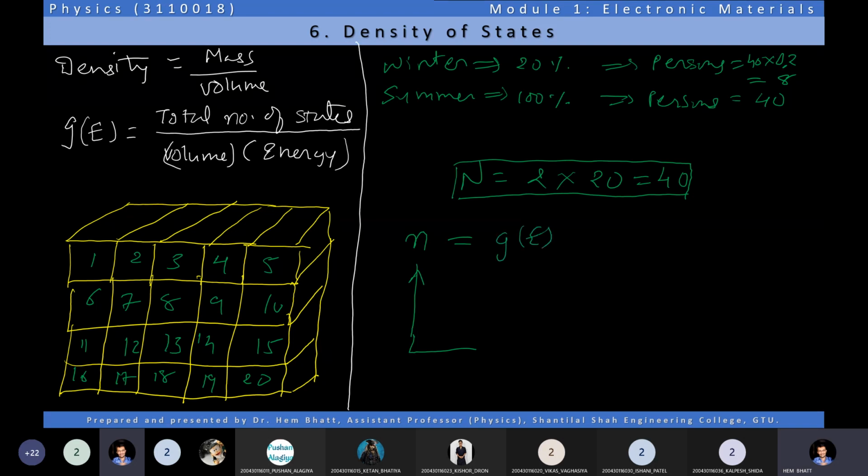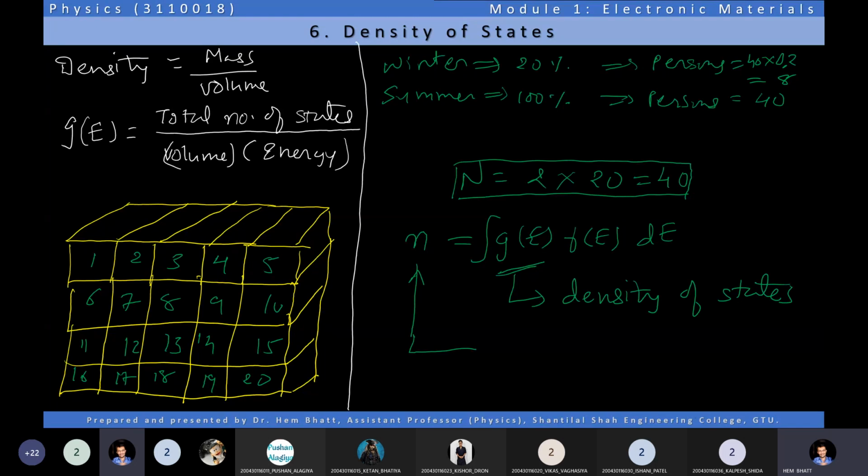G of E is density, that is per room how many people you can occupy. Then you will have to multiply it with probability, that is Fermi function, and then you sum up over total number of rooms, and then you will get number density. So this G of E is called density of states, and that is what we are going to find out today.